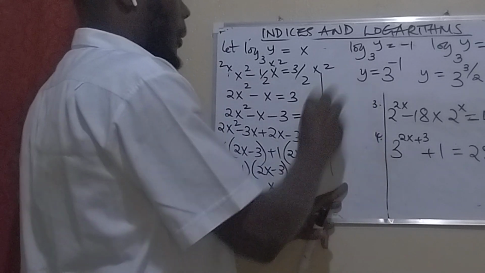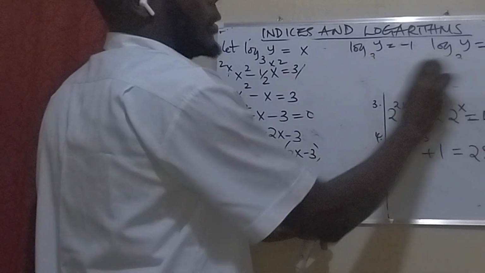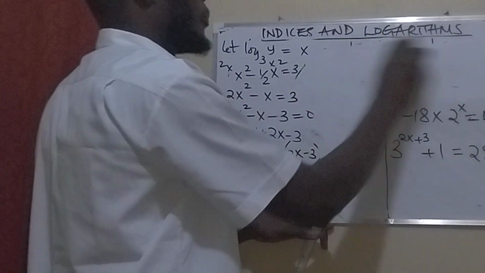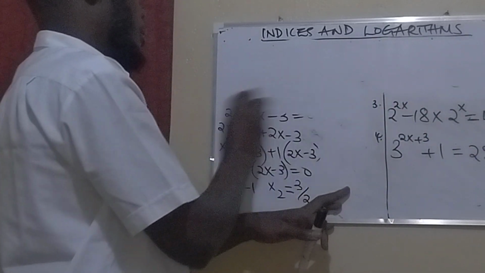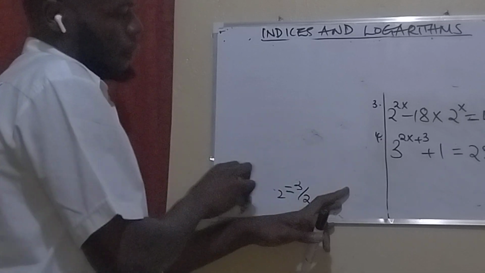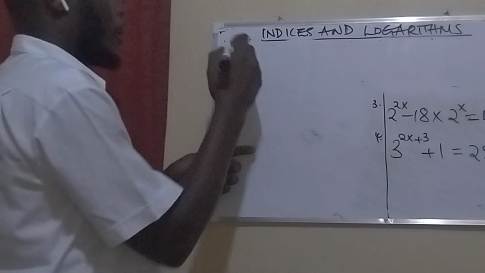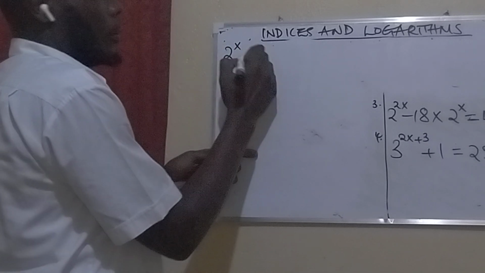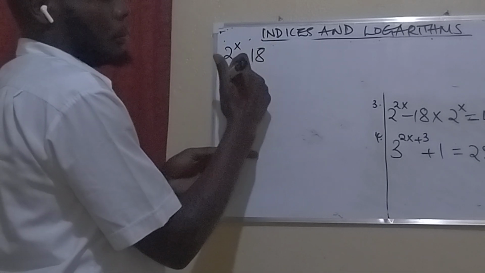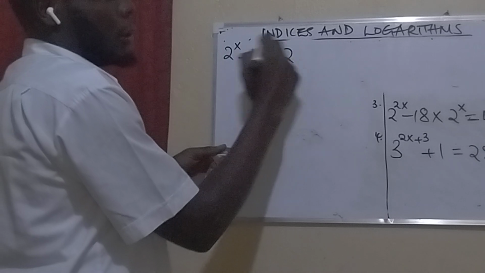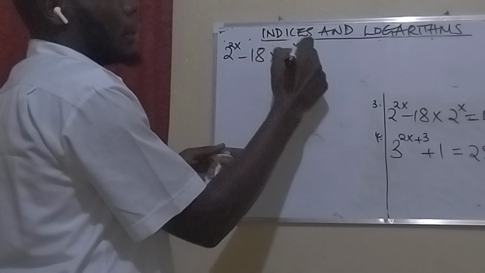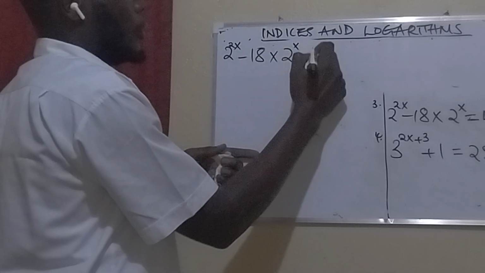So the next question is about indices again. We have 2 raised by 2x minus 18 multiplied by 2 raised to power x is equals to 40.